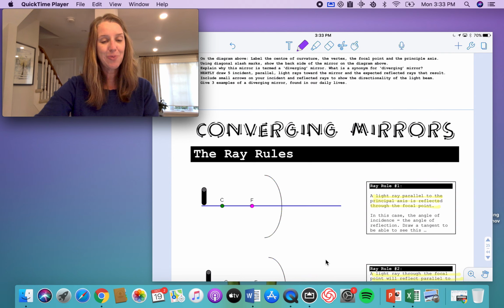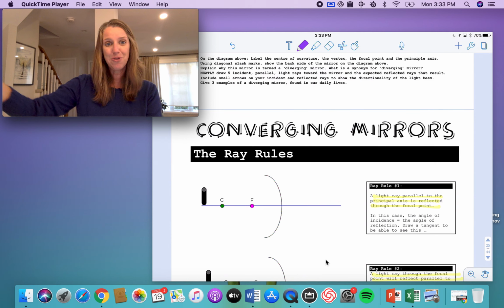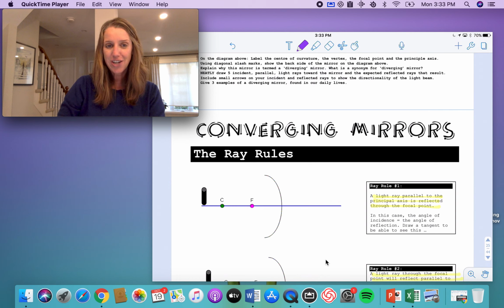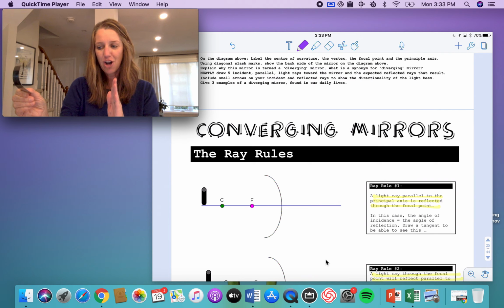So we did this when we did our plane mirror, and it was really quite easy, right? Because every time the image is pretty much the same. It doesn't change as you move the plane mirror towards you or away from you. But here's what does change. Where that image is and what that image looks like changes depending on where the object is.